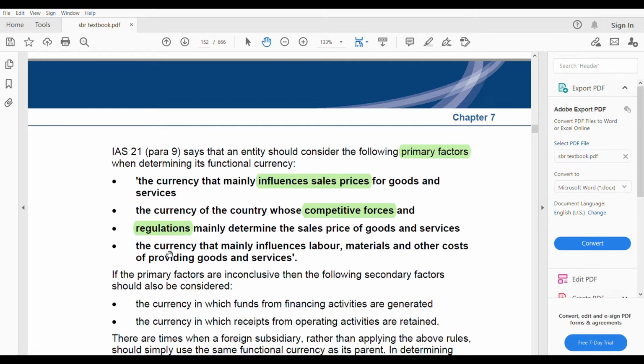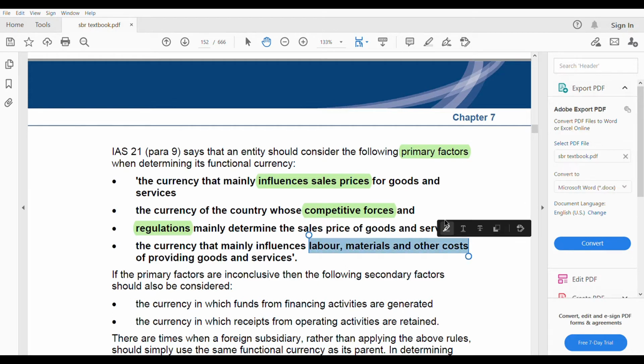Next, the currency that mainly influences labor, material, and other costs of providing goods and services. So they will give you in which currencies your labor cost, material cost, and other costs are. So it's sales revenue and cost. Which currency are they in? Sometimes it's possible that your revenue is in one currency and cost is in another currency. Sometimes both are in the same currency. In that case, it's easy for you to determine that this is the functional currency, because the majority of your sales are in that currency, and even the costs are in that currency. You understand? So here, this is relating to cost.